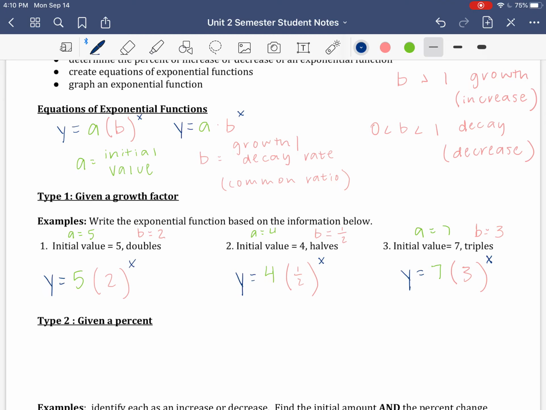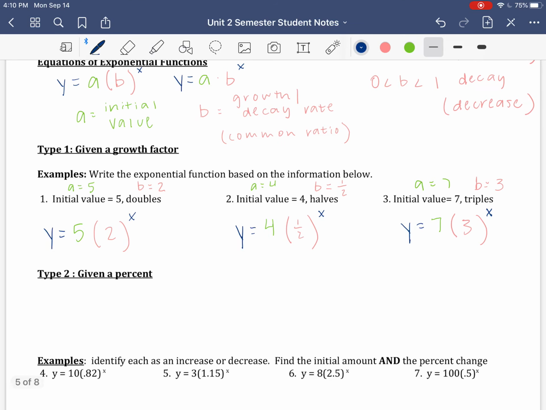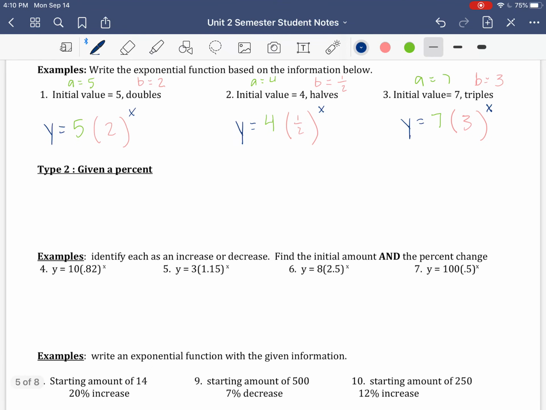Initial value stays the same when you're given a percent. The thing that gets a little bit different is going to be your b value. You have to do a little bit of math to get your b value. So if you are given a percent and you need to find what b is, you've got to think about a couple different things. First, you need to think about whether the situation should be increasing or decreasing.